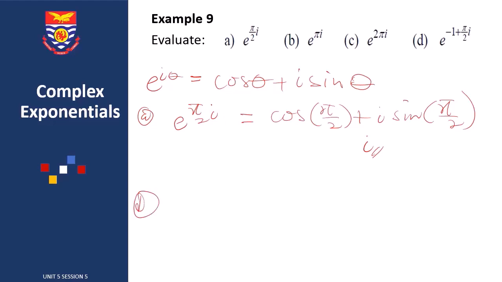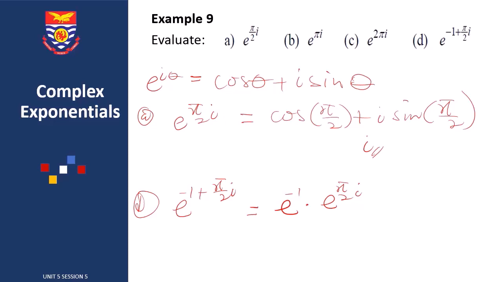Let's do the D. The D says e to the power minus 1 plus pi on 2i. So let's use the Euler's formula approach. Here you can write this as e to the power minus 1 multiplied by e to the power pi on 2i. So when I use the laws of indices, I get e to the power negative 1 plus pi on 2i.